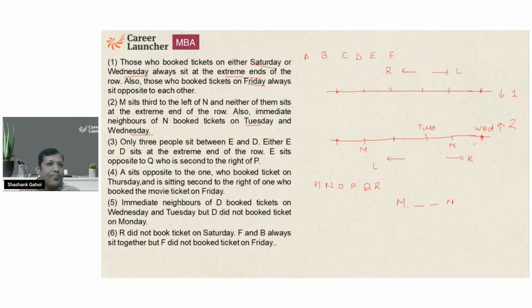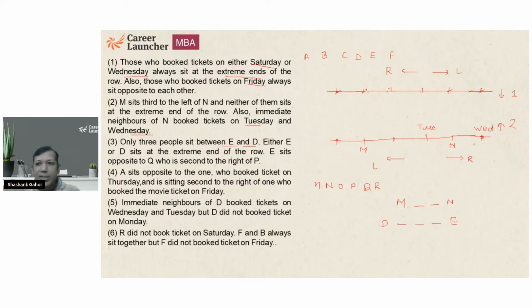Only 3 people are sitting between D and E. So I got D, 1, 2, 3, E, and it can be vice versa. If E is here, 1, 2, 3, D can be here. If D is here, then 1, 2, 3, then E is here. Or it is possible that E is here, D is here. So basically for D and E, either this or this position works, or this and this position work. No other position is possible for D and E.